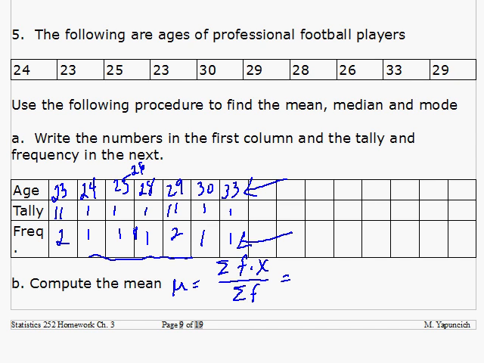Alright, so you take and you add up all these frequencies, which should equal the number of the values that you started with in the first place, in this case 10. Then you take each value and you multiply by the frequency. So the first would be 23 times 2. Then you would have 24 times 1, and you keep working up through all those and divide by the 10, and that will give you your mean, your arithmetic average. The mean is the arithmetic average.